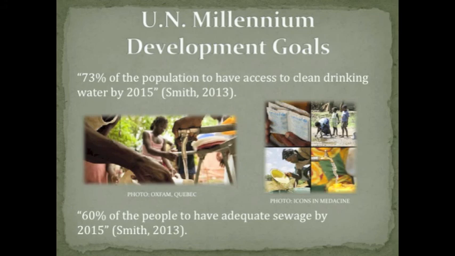United Nations Millennium Development Goals include 73% of the population to have access to clean drinking water by 2015 and 60% of the people to have adequate sewage by 2015.